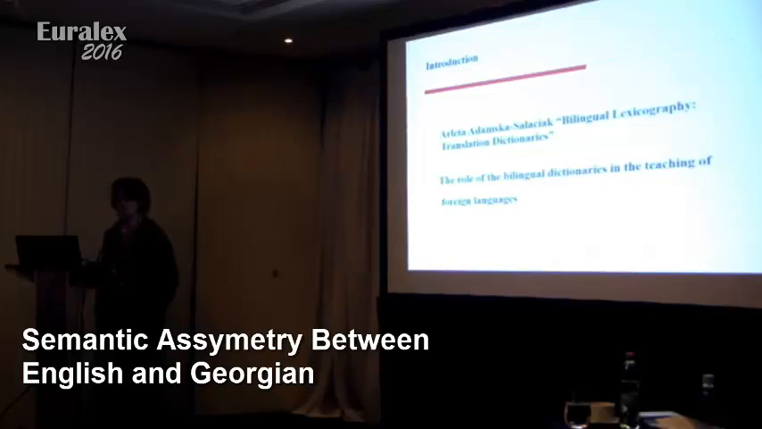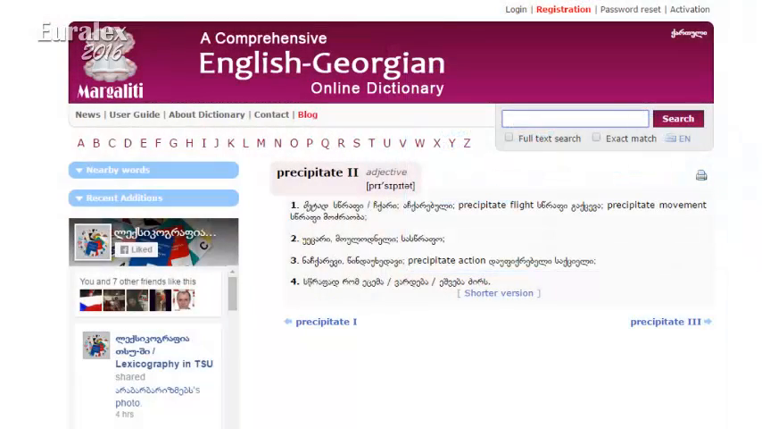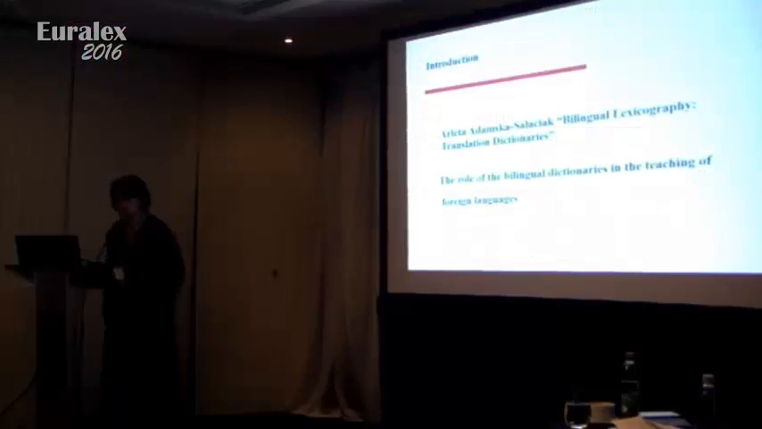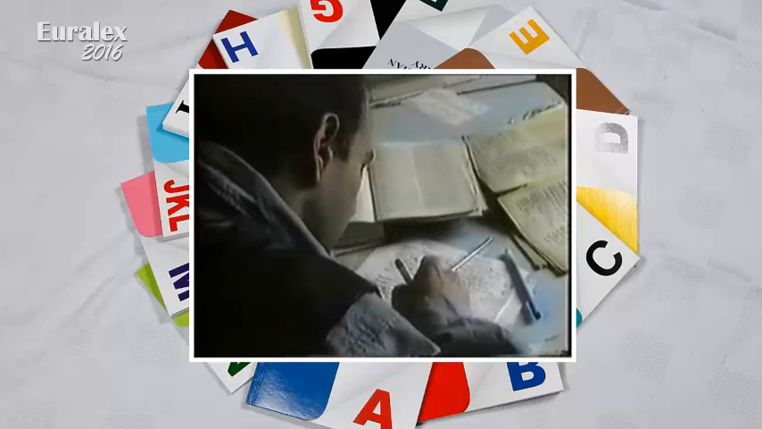problem of semantic anisomorphism between languages, and to talk about this problem the way we were confronting it during our work on the Comprehensive English Georgian Dictionary, and also how we tried to solve this problem for over 3 decades while working and while bridging the divide between the semantic systems of the English and Georgian languages.